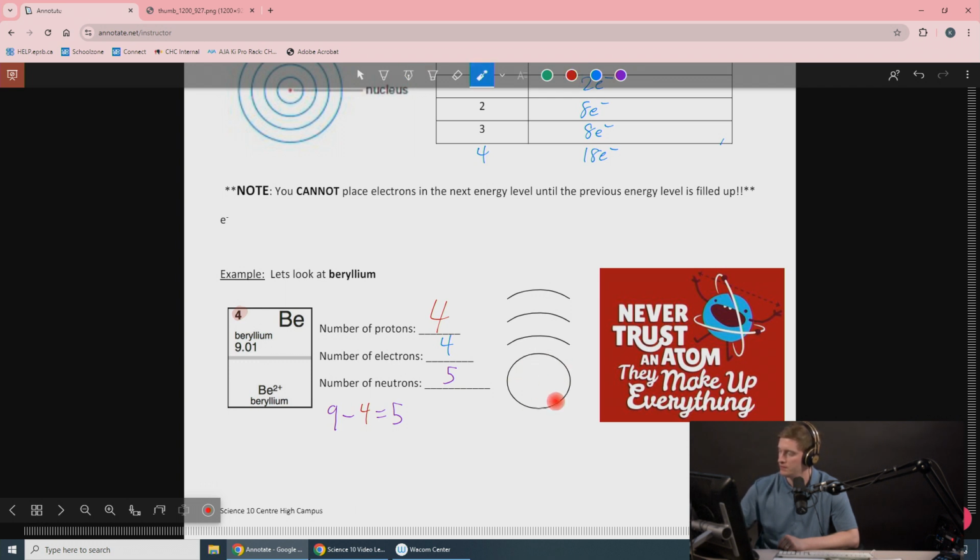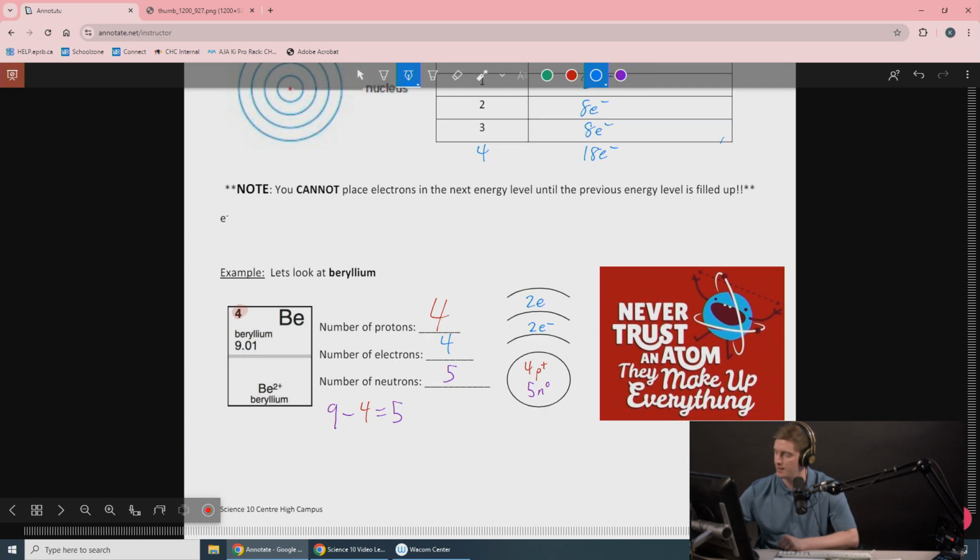This here is going to be my Bohr diagram. I'm not going to draw full circles, to save space. This will be my nucleus here. In my nucleus, I'm going to have 4 protons and 5 neutrons. Now I have 4 electrons to place. This is my first energy level here. My first energy level can hold 2 electrons, and I've got 2 left to put in my second energy level.